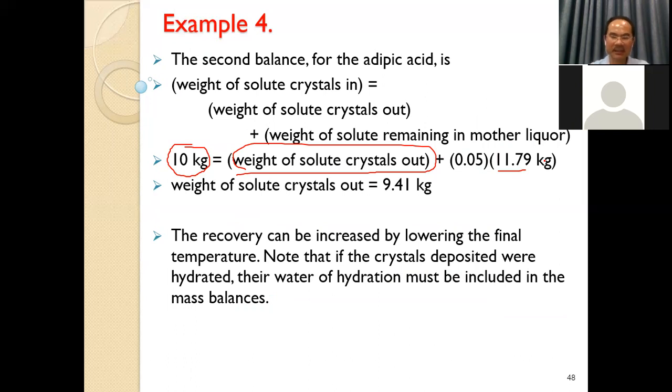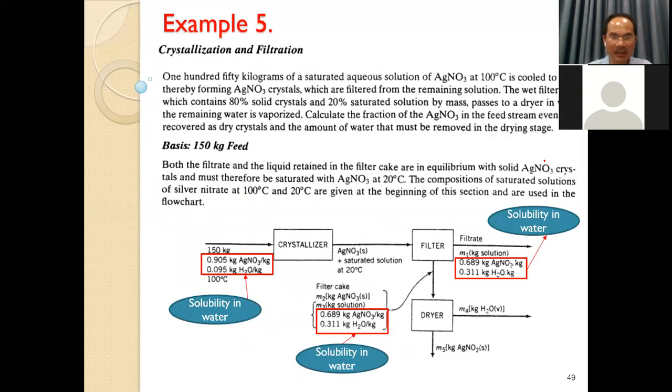This is the basic example. Next week, I will talk to you about the balance. I talked to you about it in the principles of chemical engineering already, and I will talk about this again: how to apply the mass balance to the crystallization operation.